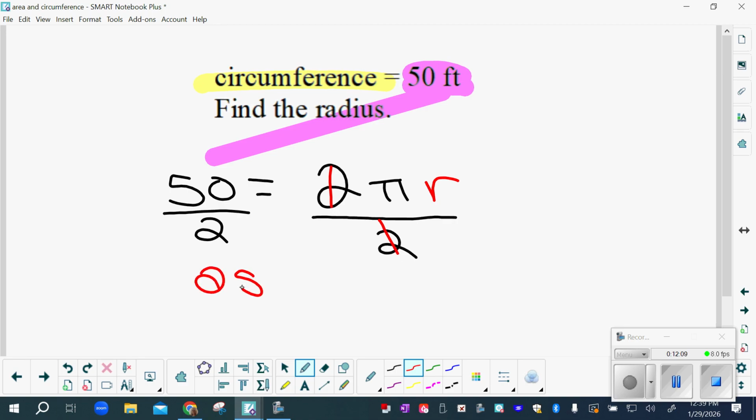What did I get? 25 equals pi r. My job is to get r by itself. What's the next thing I'm going to divide by? Divide by pi, because I want to get r by itself. Those cancel. Do I have to do any actual math? No, my calculator does it all. Hit 25, hit divide, hit pi, and you just figured out what R is. 7.9.